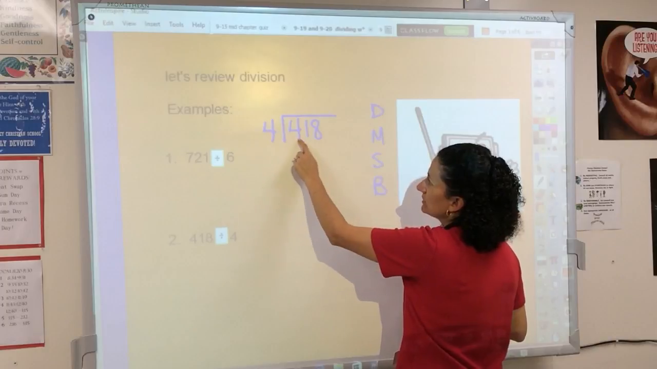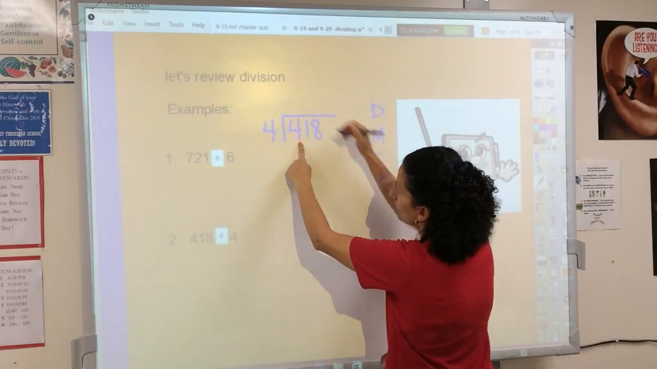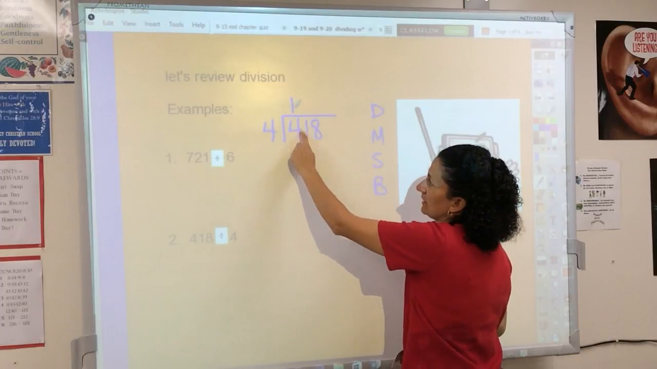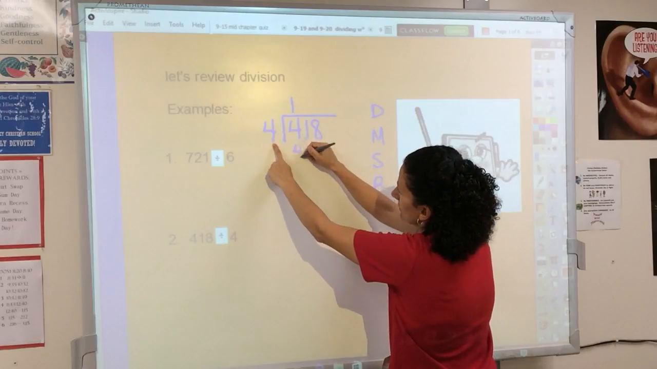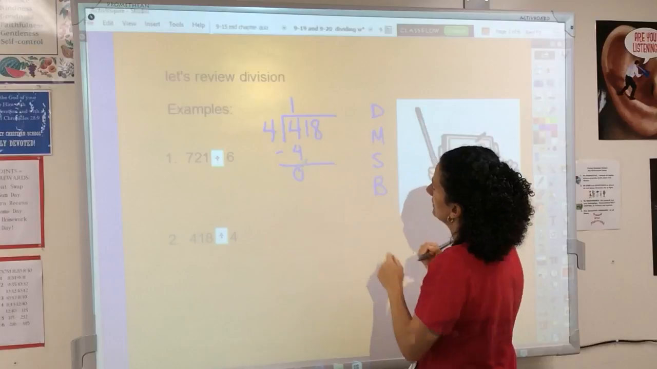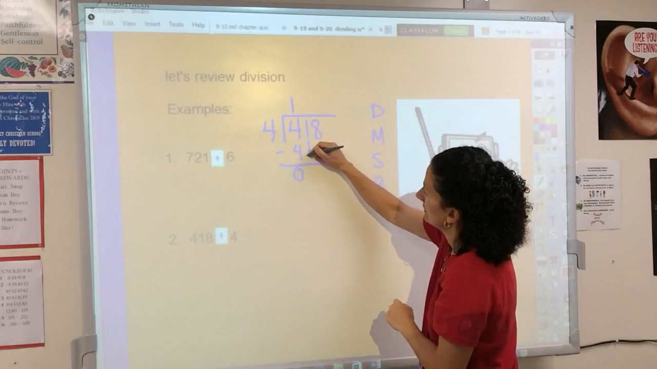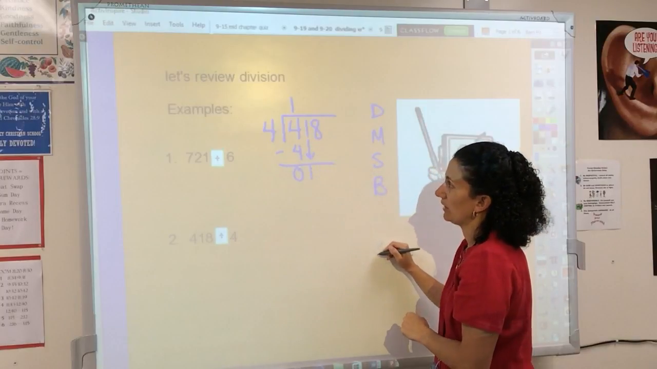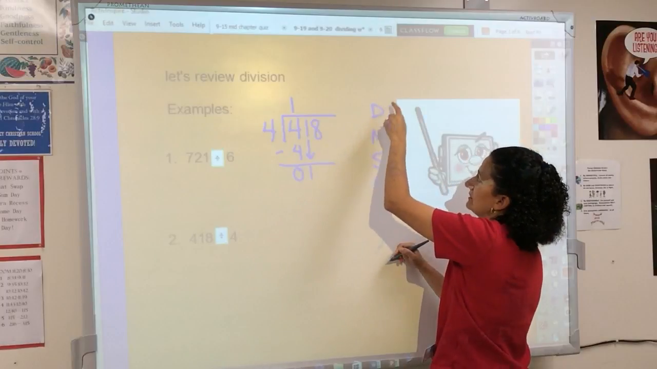So I'm dividing 4 into 4. 4 goes into 4 one time. 1 times 4 is 4. I'm going to subtract, see what my remainder is. It's 0. Now I'm going to bring down the very next number. That's a 1. And now I start over again, divide.